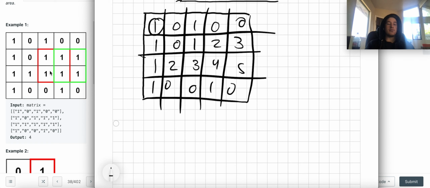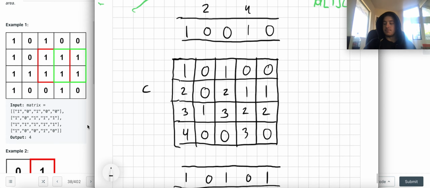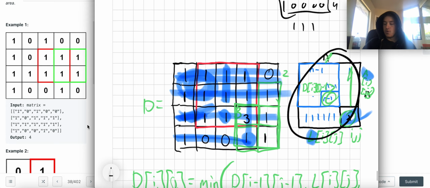Here, 1, 2, 3. Here, I see a 0 in the cell, so I have to set it to 0, right? Because when you see a 0, it cuts off the running sum. And that way, you can calculate things to the left of a cell and things above a cell, right? Because that was the idea here: we wanted stuff that was to the left and we want the stuff that was above.